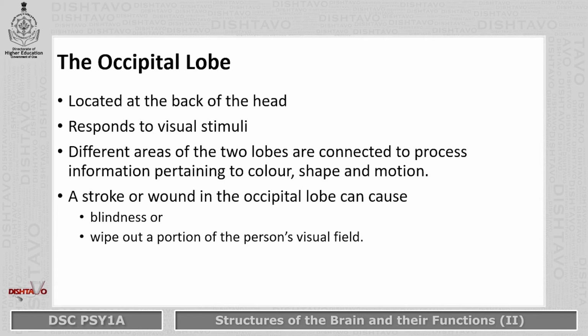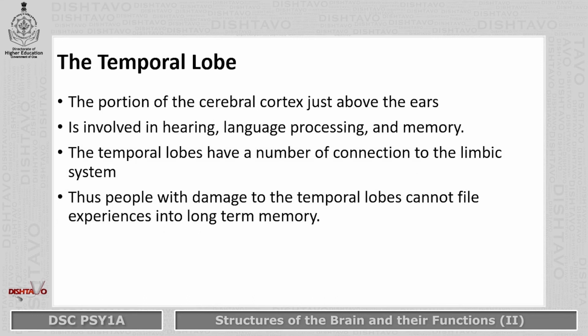A stroke or wound in the occipital lobe can cause blindness or also wipe out a portion of the person's visual field. The temporal lobe is located just above the ears. It is involved in hearing, language processing, and memory.